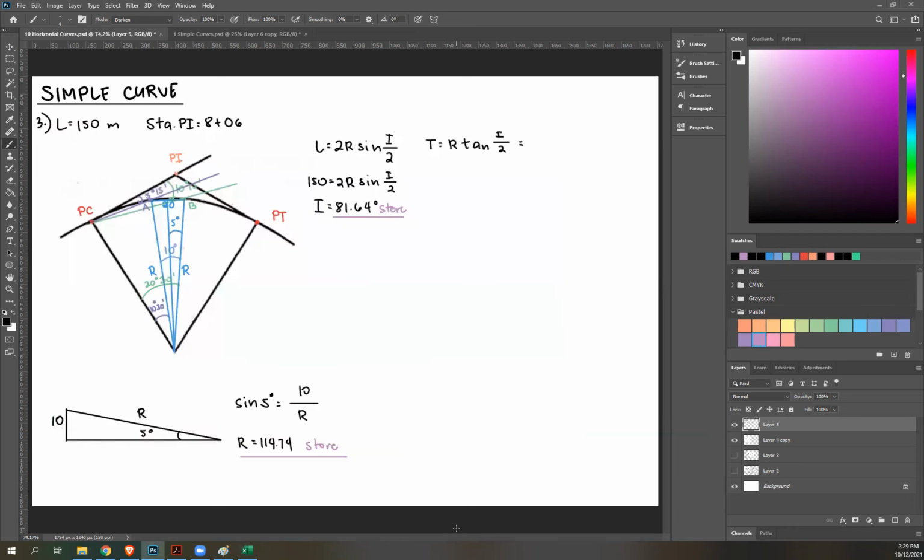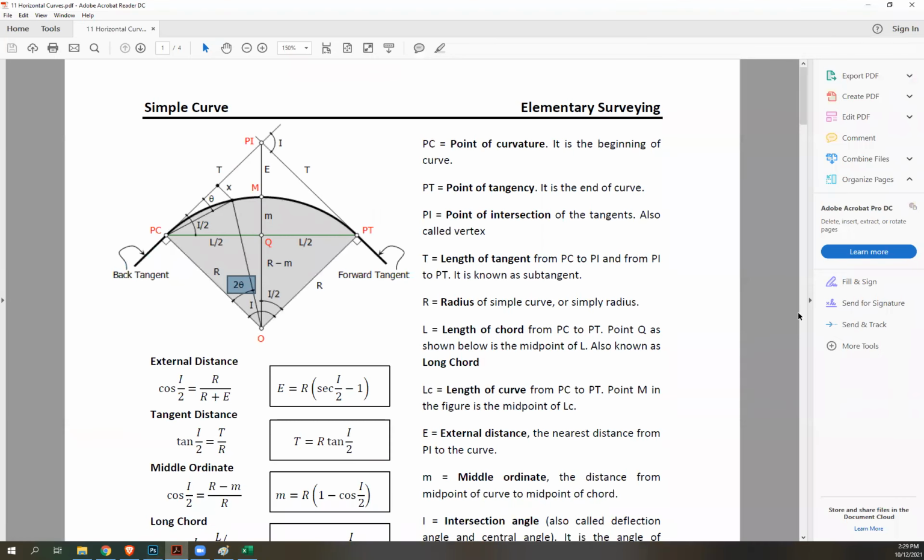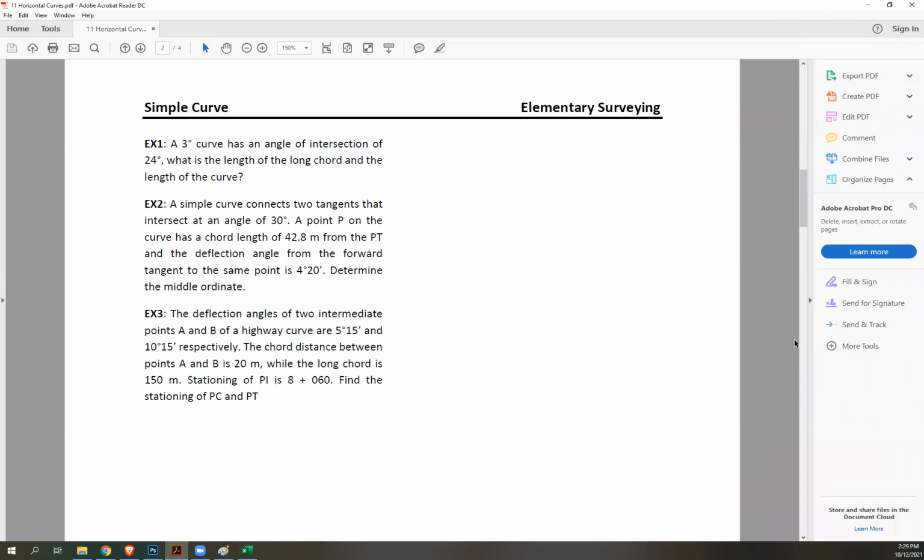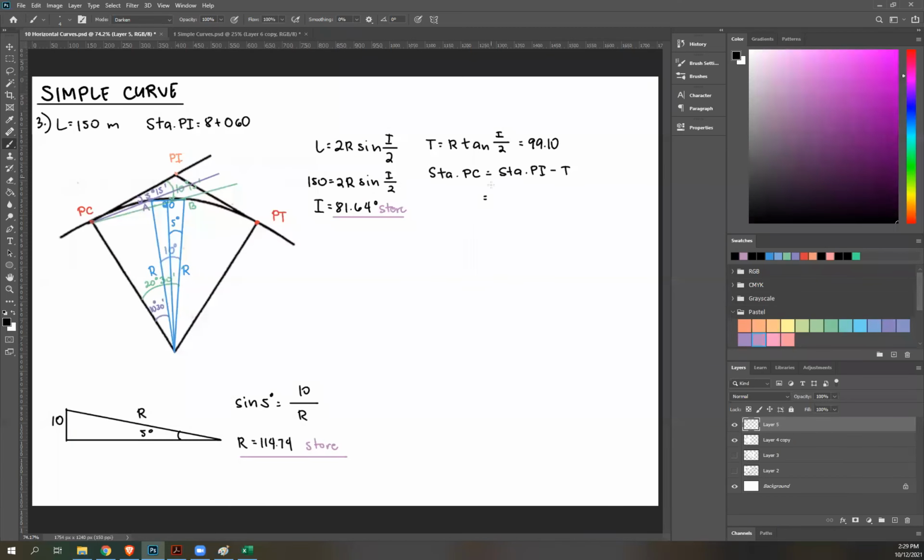It's 99.10. Okay. And then from that, we can solve for station PC, which is again just station PI minus P. And then let's rewrite station PI instead of 8+06.0. That's 8,060 minus 99.10. What's the answer?